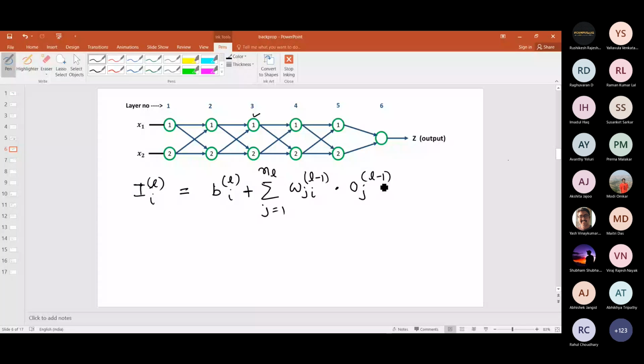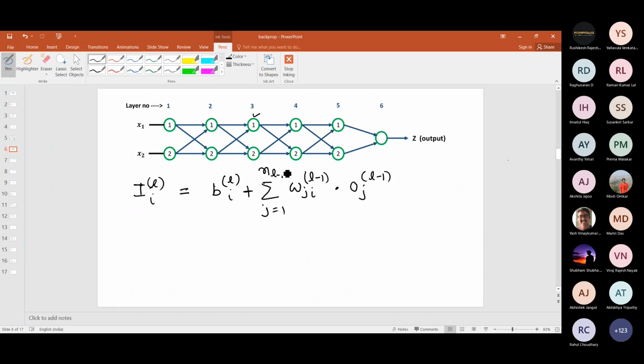N_L denotes, this is a little bit of notational thing, the number of neurons in the Lth layer. Sir, j should vary from 1 to N of L minus 1, no? Right, absolutely, this is L minus 1. You are correct, because from the previous layer I am computing it. You are absolutely right.